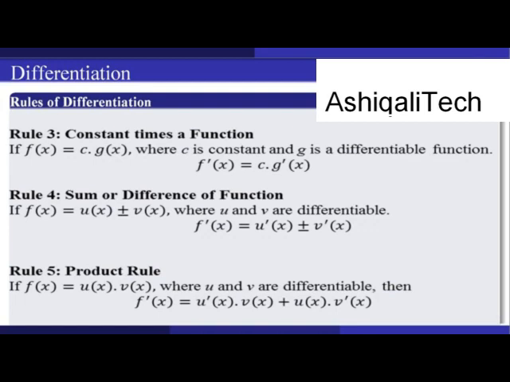Product rule. If f of x is u of x into v of x, where u and v are differentiable functions, then f prime of x is equal to u prime of x into v of x plus u of x into v prime of x.